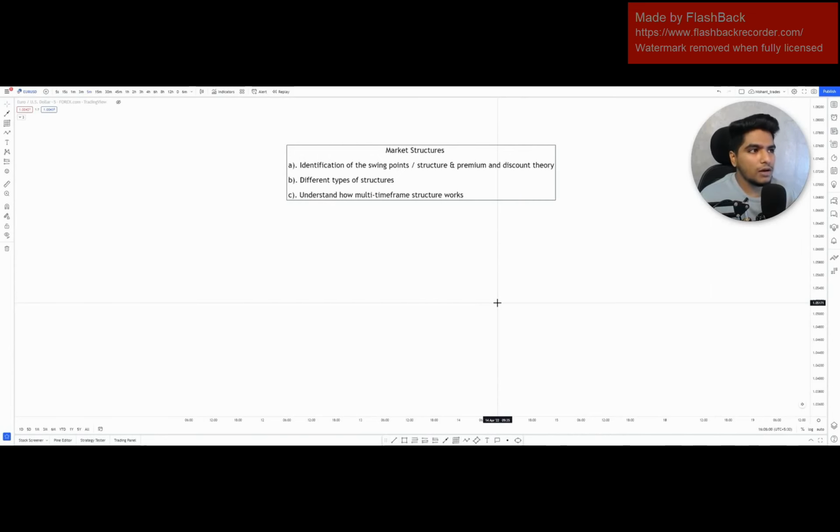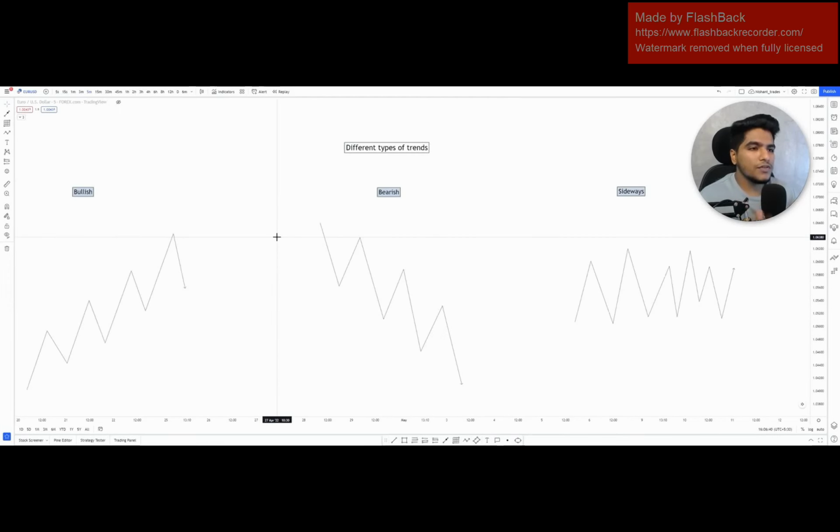Have you ever heard about the word market trend? So let's first discuss market trend. There are different types of trends. First one is the bullish trend. Next we have bearish trend, and then we have sideways trend. What happens in a bullish trend is prices appreciate over time. So that's why it is called bullish trend.